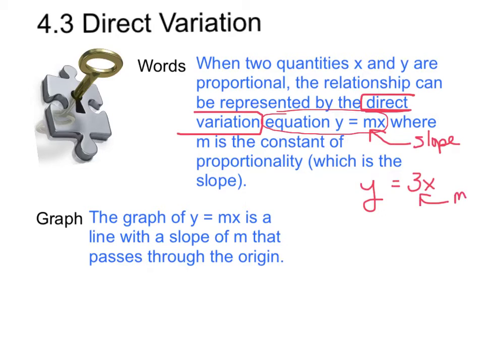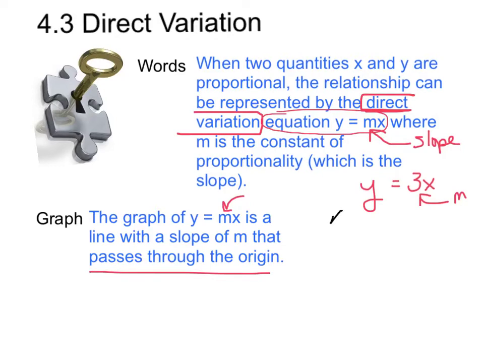Now, your graph. The graph of y equals mx is a line with a slope of m. Once again, the coefficient of x, the number in front of x, is your slope. And that passes through the origin. It has to cross through 0, 0.